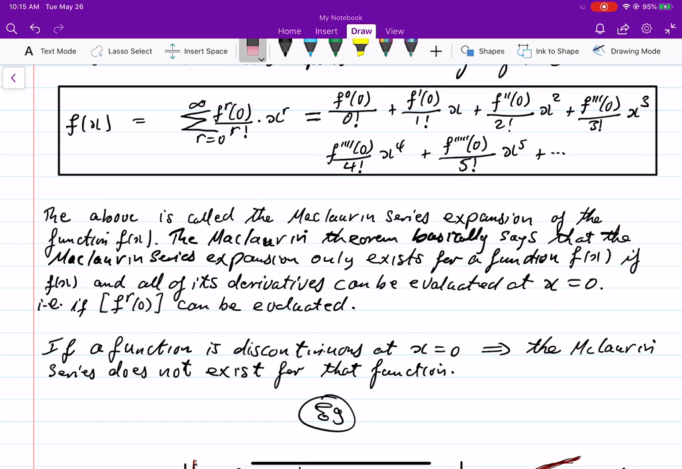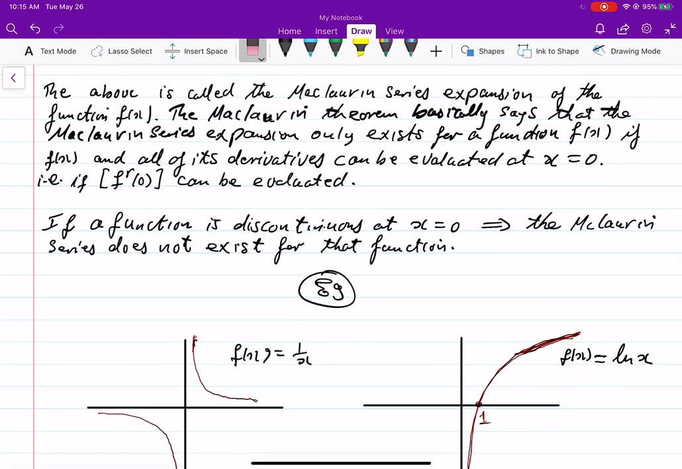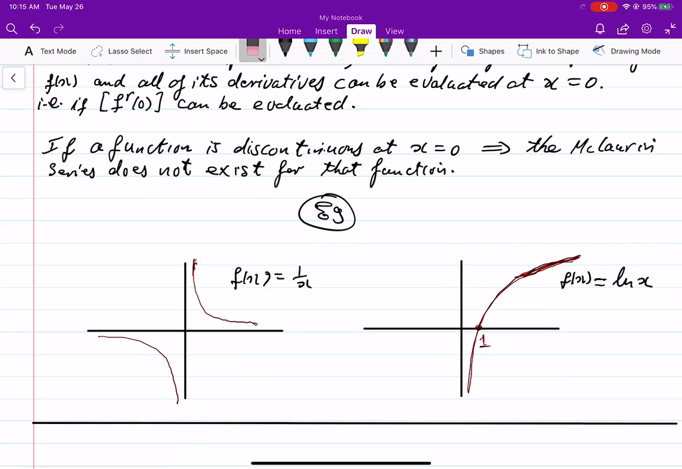Okay, the above is called the Maclaurin series expansion of the function f of x. The Maclaurin theorem basically says that the Maclaurin series expansion only exists for a function f of x if f of x and all of its derivatives can be evaluated at x equals 0. That is, if f^(r) of 0 can be evaluated. Let me dig into that a little more. If a function is discontinuous at x equals 0, it implies that the Maclaurin series expansion does not exist for that function. So let's look at two examples.